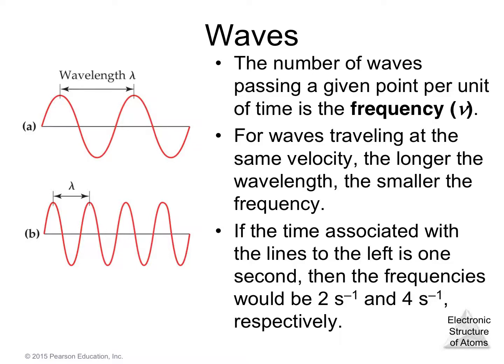Wavelength and frequency are inversely proportional to one another. So as one gets larger, the other gets smaller. And you can picture that with the figure before you. Here you have a longer wavelength. Fewer of these waves could pass in a second than these waves. This has a higher frequency but a shorter wavelength.